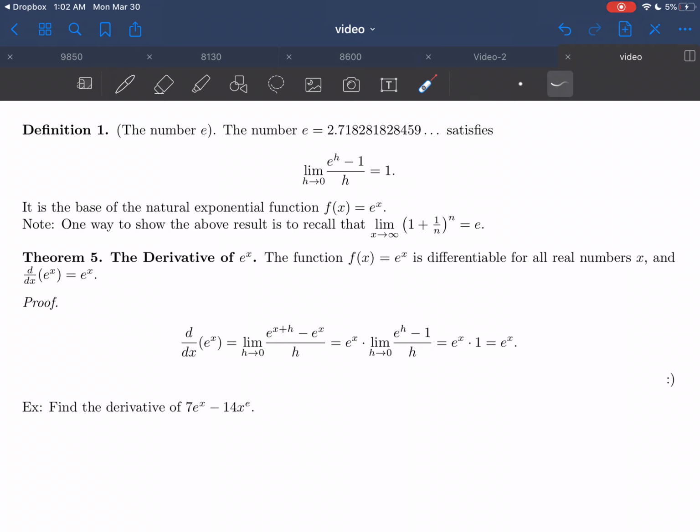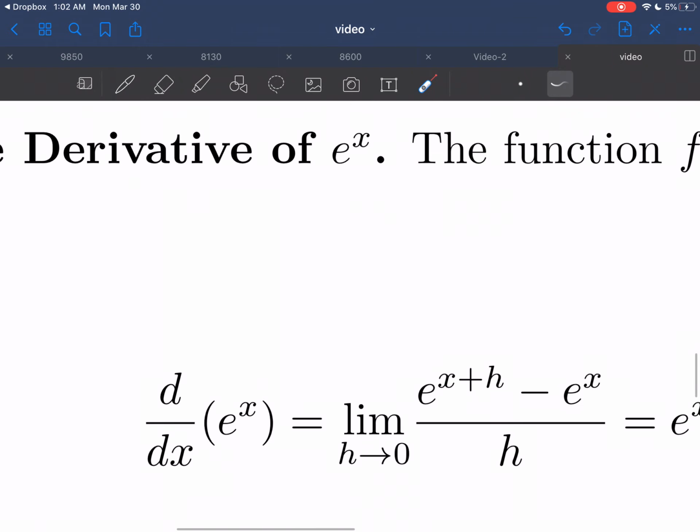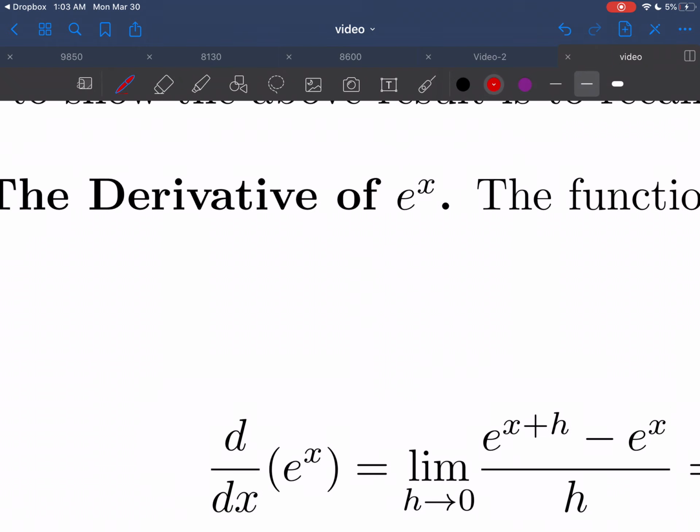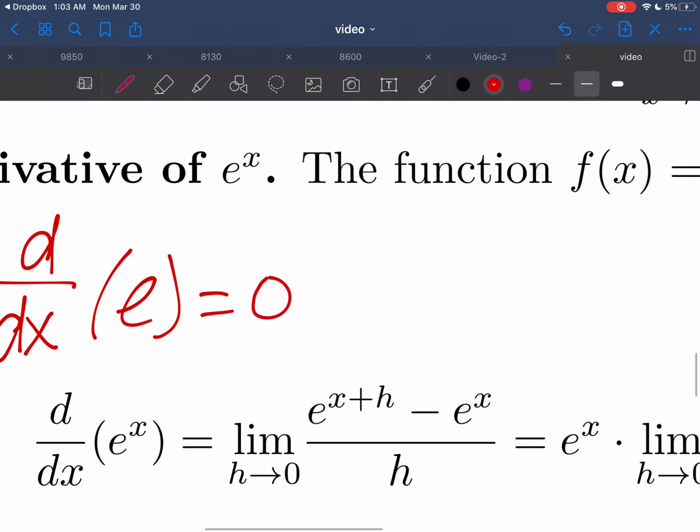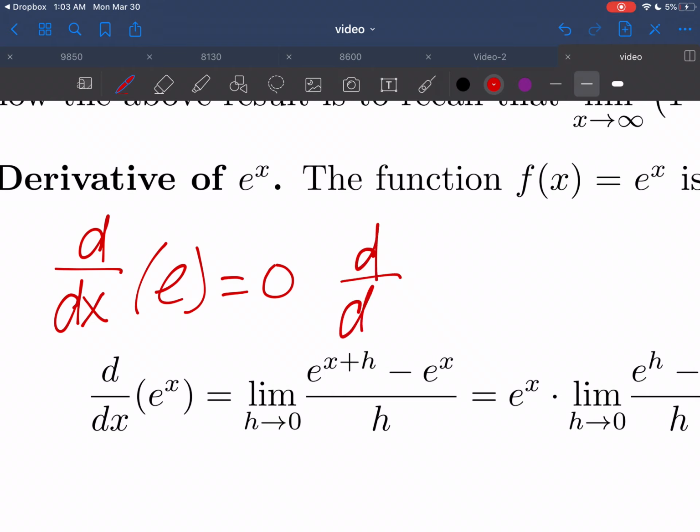So you can think about it, if we were to take our e to the x and take the derivative of it, we can use our limit definition from up here. And if we do some algebra, we get it down to just e to the x. Again, that's not something you're going to be asked to reproduce, but just so you know where it comes from. But the main thing to remember: derivative of just e is 0. Derivative of e to the x is e to the x.